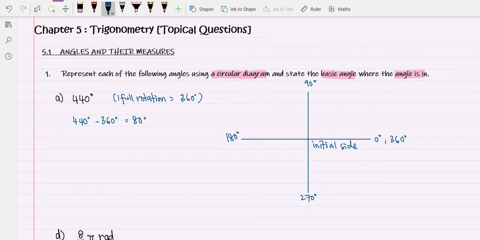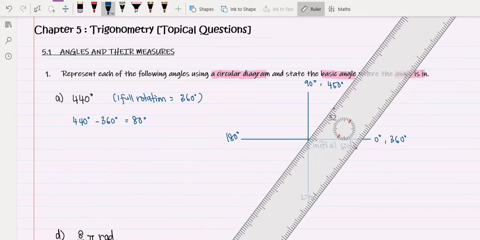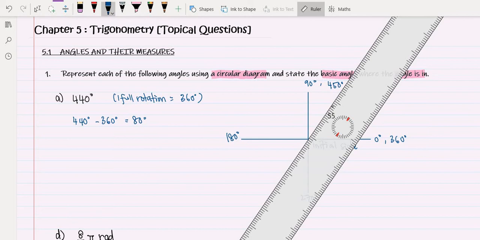If you want to calculate more than that, what you have to do is just label here. This will be 450 degrees. I don't need to label beyond that because my angle is only 440 degrees. So now I know that my angle will stay in the first quadrant, and we just draw the line which is the terminal side for our angle, and it will be here.